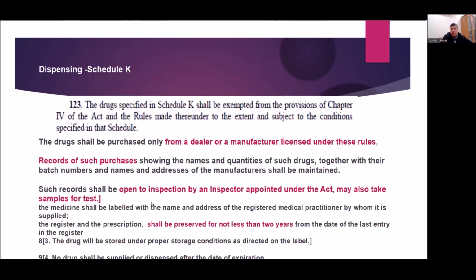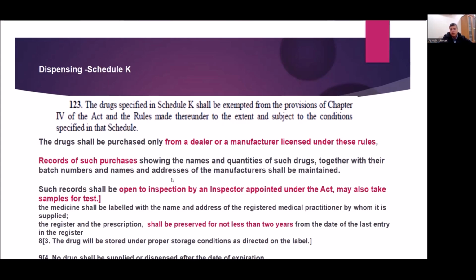The third question, which out of the four issues which I discussed earlier, are important for us. I talked about procurement, I talked about stocking. Now I'm talking about whether you can dispense these medications. So Schedule K under the Drugs and Cosmetics Act actually allows us to dispense medications only to our patients. That means you cannot dispense it to someone else or some other doctor's patient who comes. You can only do it to your own patients for which you have prescribed medication.